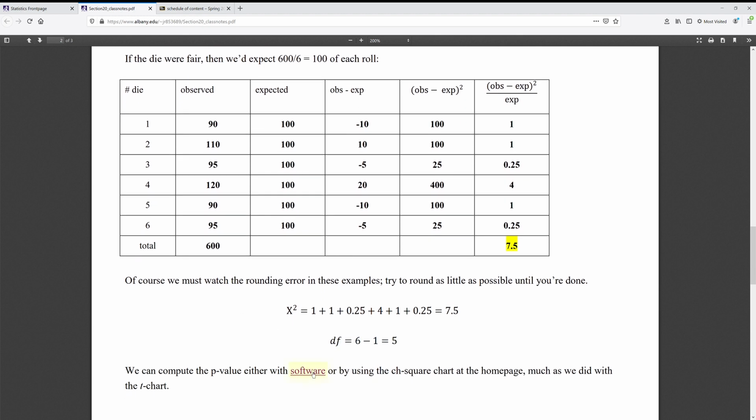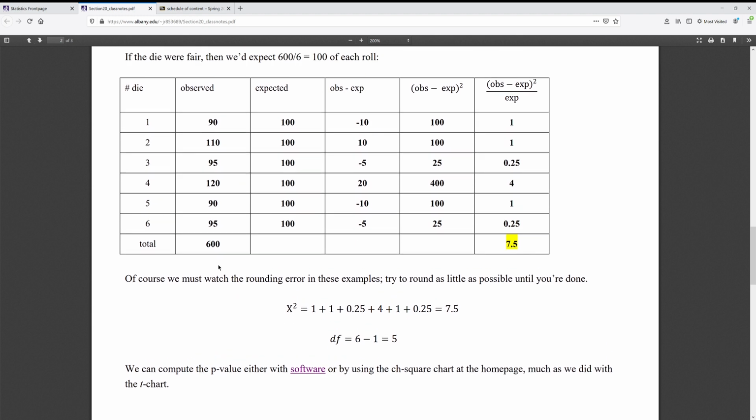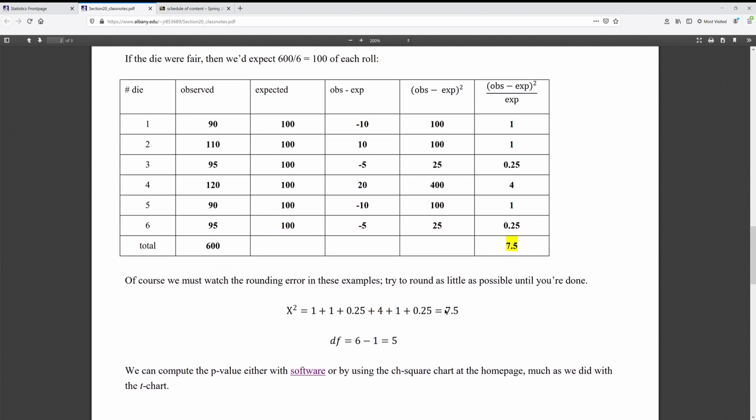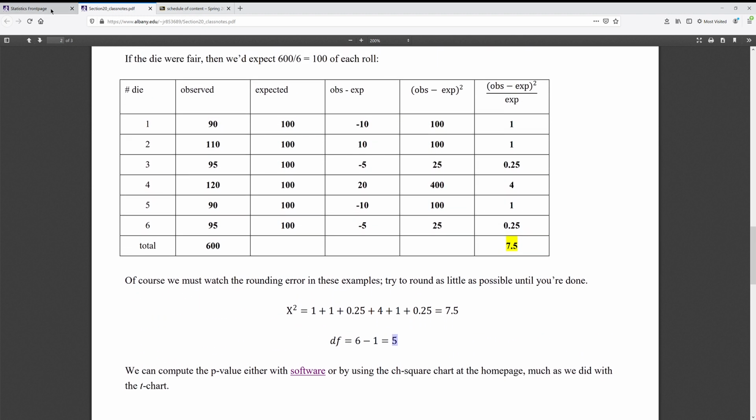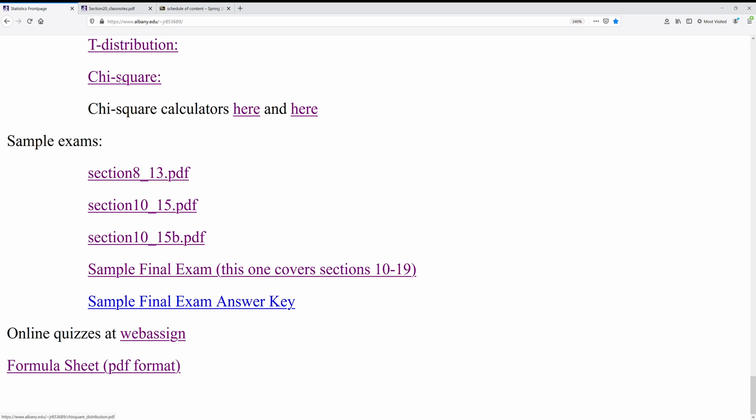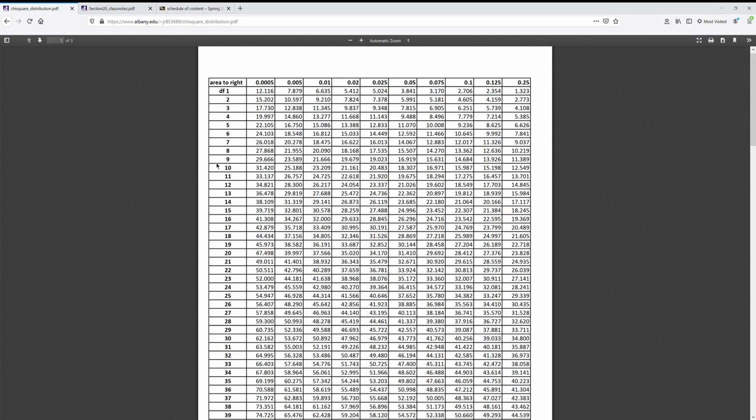These software links are kind of dead on the website, so I have put up a new one on Blackboard, and I'll show you that in a minute. But first, let's talk about the chart method. So you find the p-value corresponding to 7.5 for the chi-square distribution with 5 degrees of freedom. So first of all, we can do this using charts. We'll go to the chi-square chart on my website, blow it up a little bit.